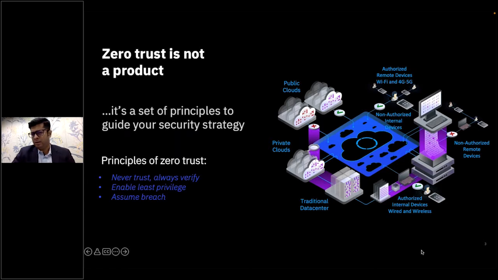Now, we all know that zero trust is not a product. It's an overall security strategy based on three core principles. One is never trust, always verify, which means you need to do continuous verification or continuous authentication. Second is enable least privilege, which means that you need to make sure that only minimal privileges are given to perform the respective job duties.